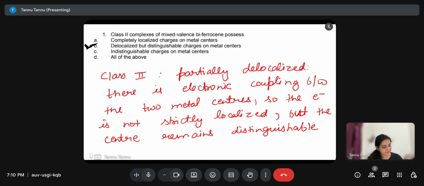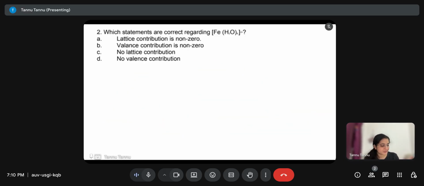So this is the first question. Moving to the second question, which statements are correct regarding [Fe(H2O)6]2+?